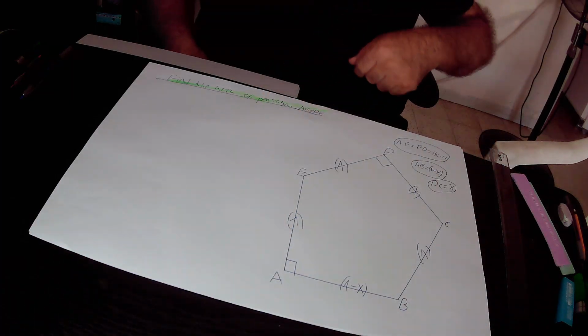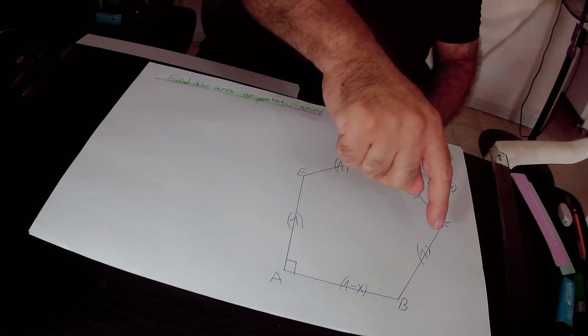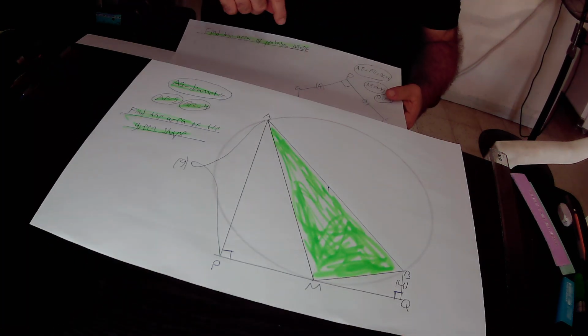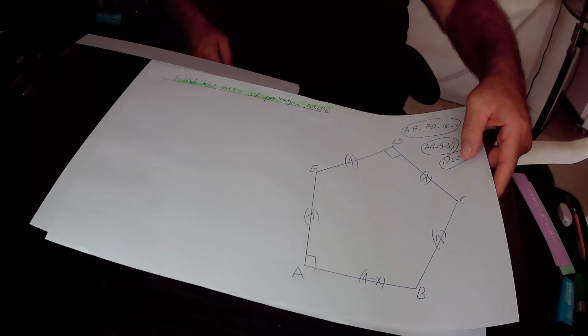In this lecture I'll answer two questions. In the first question we find out the area of this pentagon, pentagon ABCDE, and in the second question we find out the area of this ring shape. So let's start with the first question.